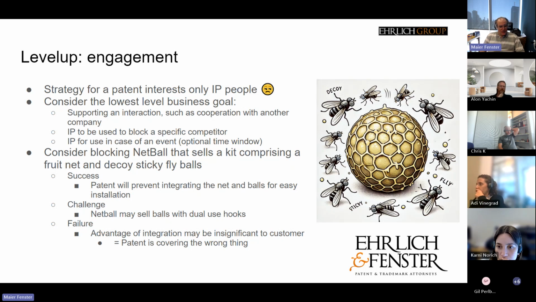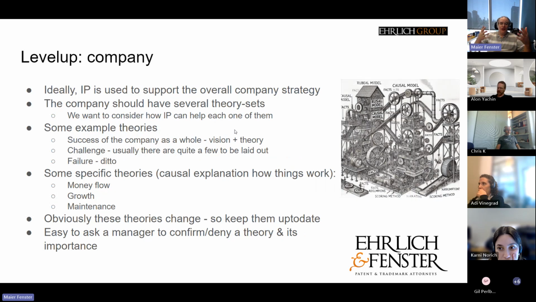And I also have a theory of failure. It could be that the advantage of having an integral single product is insignificant to the client. So even though my patent prevents Netball from doing that, from a business perspective, my patent that I got doesn't have the desired business results. Okay, it turns out you can do easy installation without having integrated. Okay, it's quite common that we write a patent covering the wrong thing. This framework of theory of success allows you to define what is the right thing and what is the wrong thing. Let's go one level up.